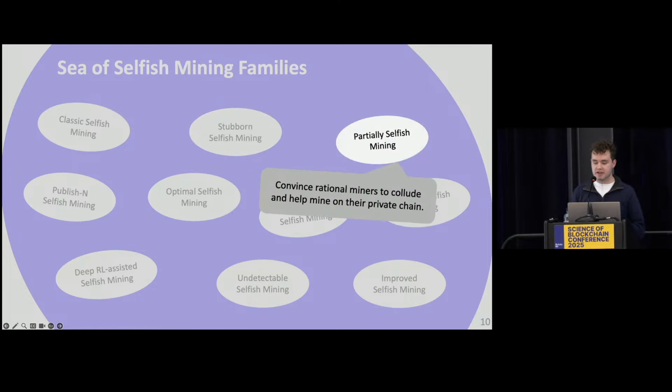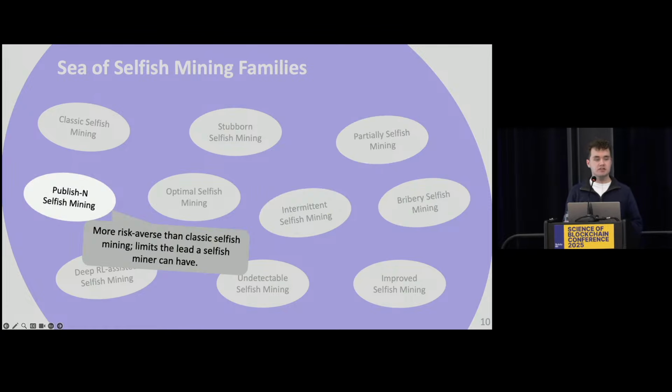The partially selfish family has a selfish miner attempt to recruit rational but not yet selfish miners to help join in selfishly mining on a still private chain. And opposite of stubborn selfish mining, publish N is a more risk-averse family than classic selfish mining, limiting the possible lead a selfish miner's private chain can have before they must reveal some blocks.